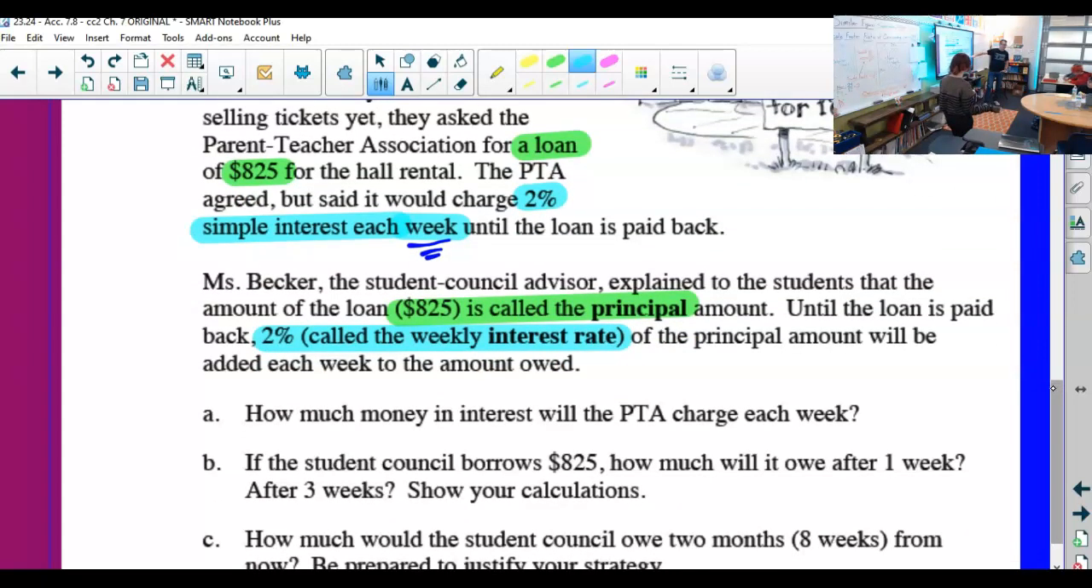So let's pause there. Figure out A. Before we move on, you and your partner figure out A. How much extra money are we gonna have to pay back for every week we've loaned?